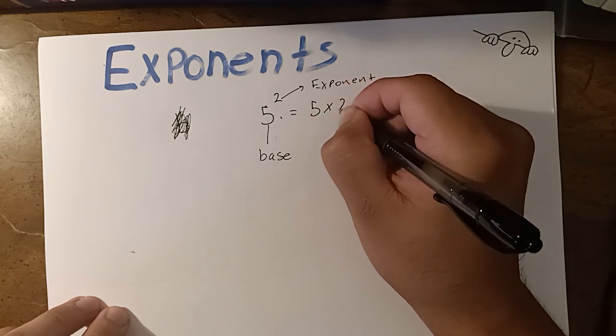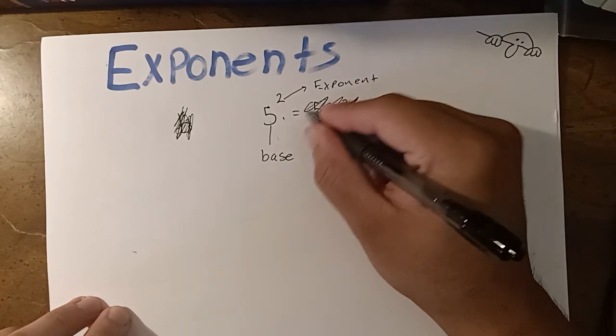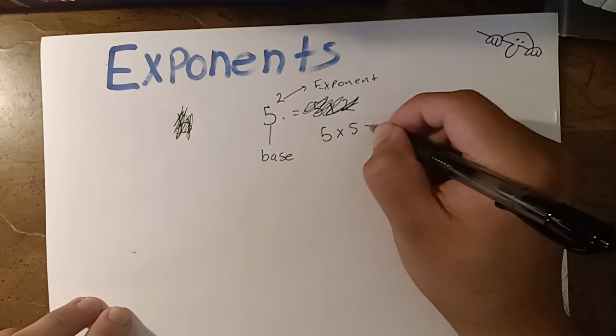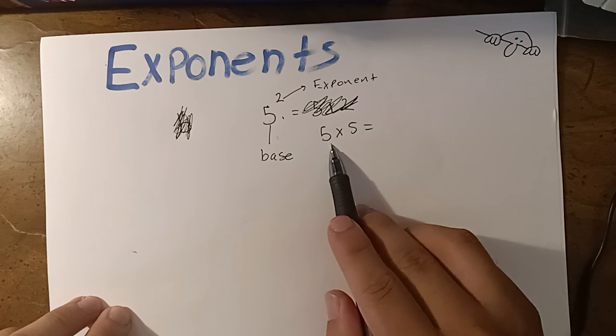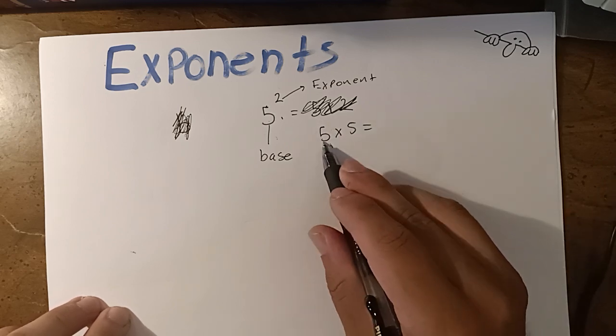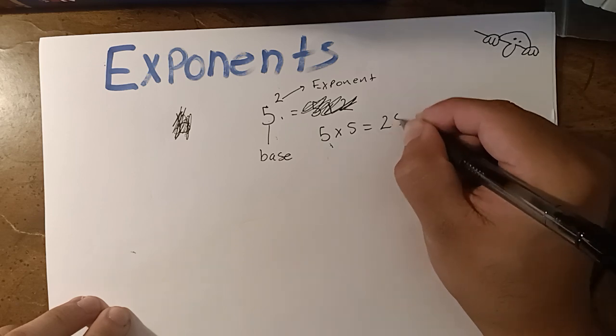So you would write it out not like that. What am I doing? Oh my goodness, I feel embarrassed. Sorry. This is what you're supposed to write. I don't know what I was doing over there. 5 times 5. Right, we got two of them. This will be 25.